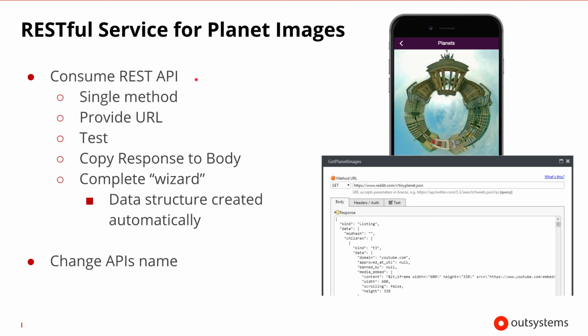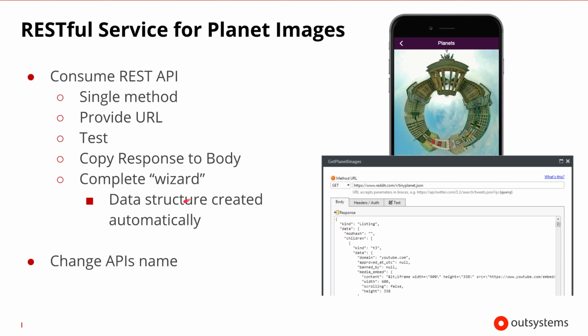Some APIs have a single method or multiple methods. We're going to use just one of the methods that are available. So all we have to do is provide the URL and then test it. And when the response comes back, we can copy the response to the body area. So inside of the OutSystems wizard, we'll be able to do a test and then, given the response, copy the body and then complete the wizard.